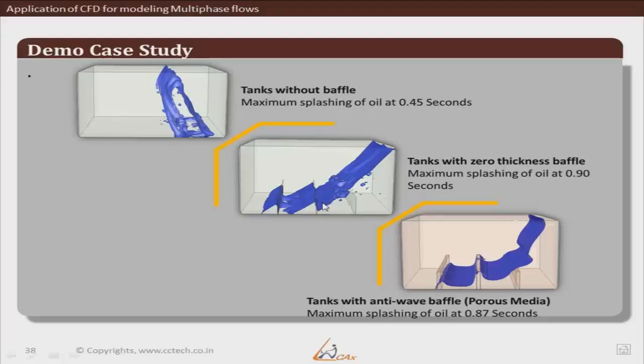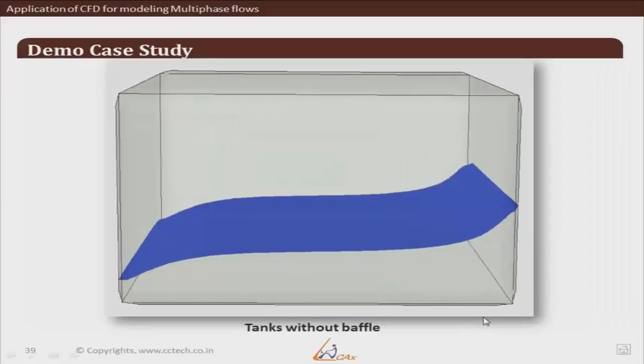What we have observed is these are the free surface where sloshing is happening. In the first case, where there were no baffles, the maximum splashing of the kerosene is at 0.45 seconds. In the second case, with 0 thickness baffles, the maximum splashing was at 0.9 seconds, whereas in the third case the maximum splashing was at 0.87 seconds.